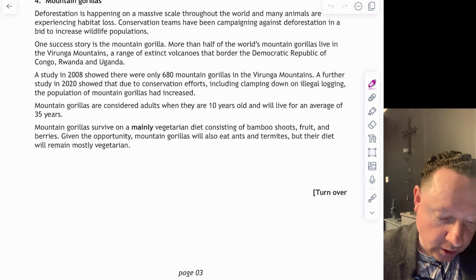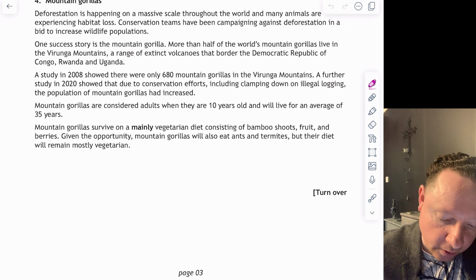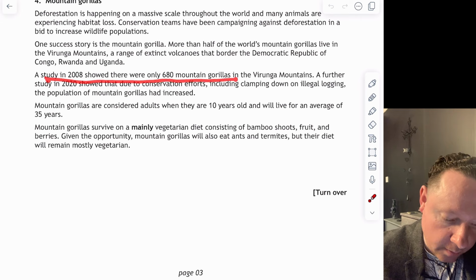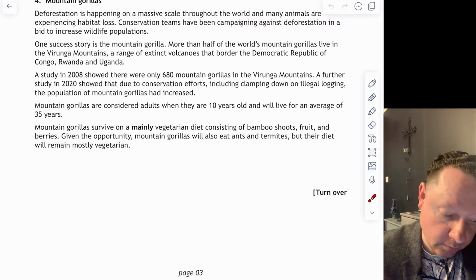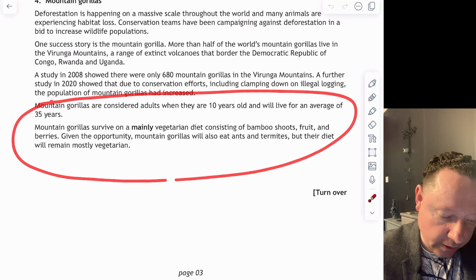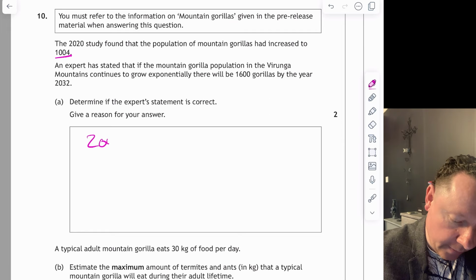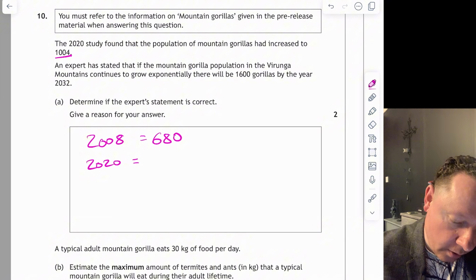It says deforestation happened on a massive scale, blah, blah, blah. A study in 2008, starting on this paragraph, said there were only 680 mountain gorillas in Virunga mountains. A study in 2020 showed that due to conservation efforts clamping down, that had increased, and we know what that's increased to. And we'll come back to this a little bit later for the rest of the question, but we do know that in 2008 there were 680. We know in 2020 there are 1,004.